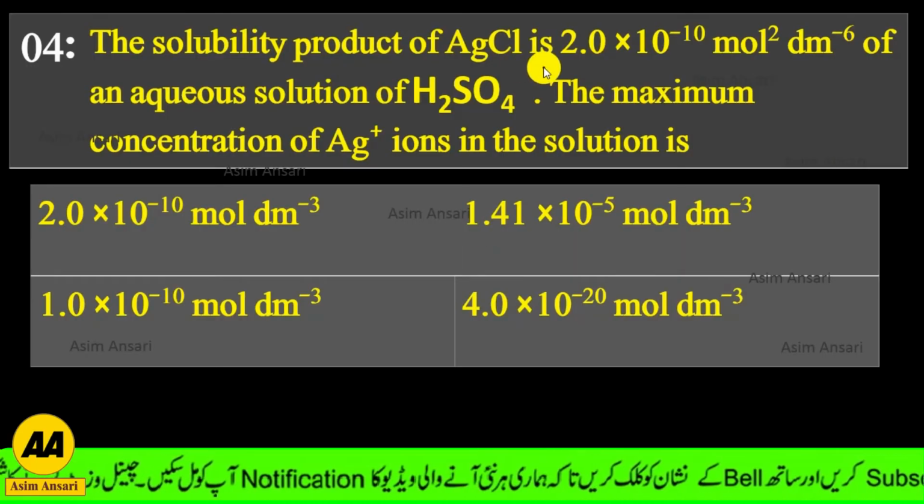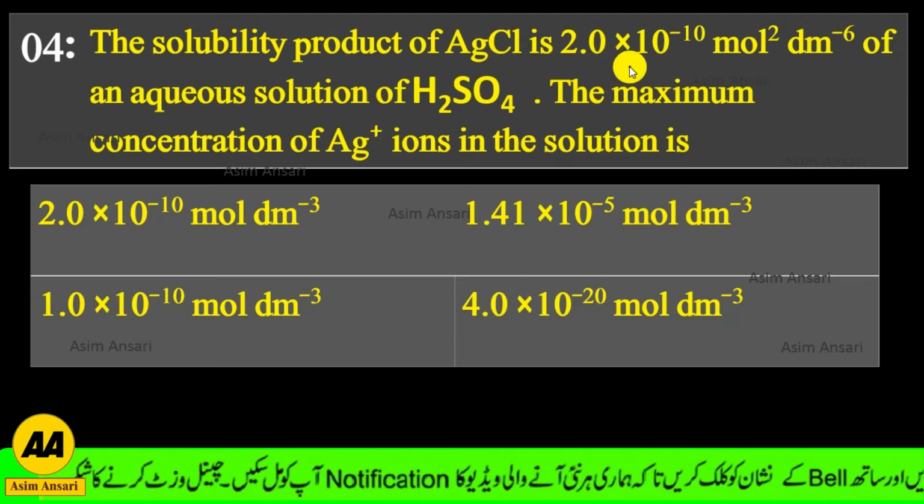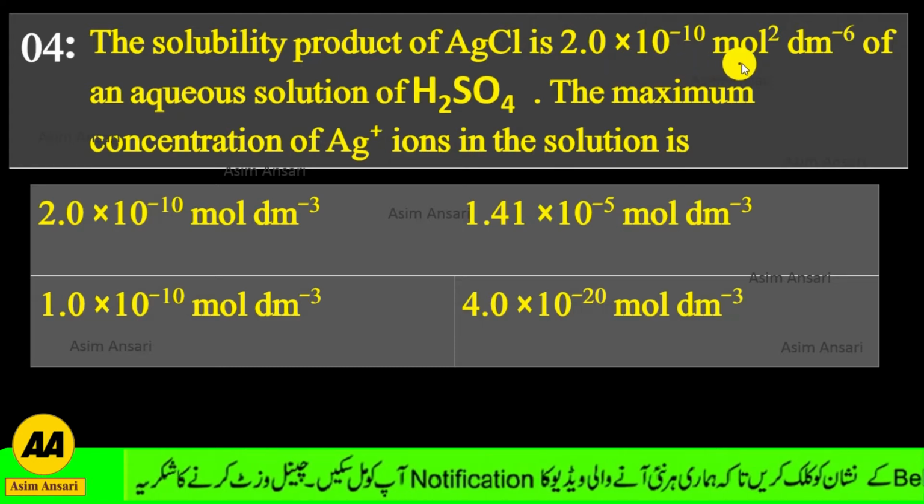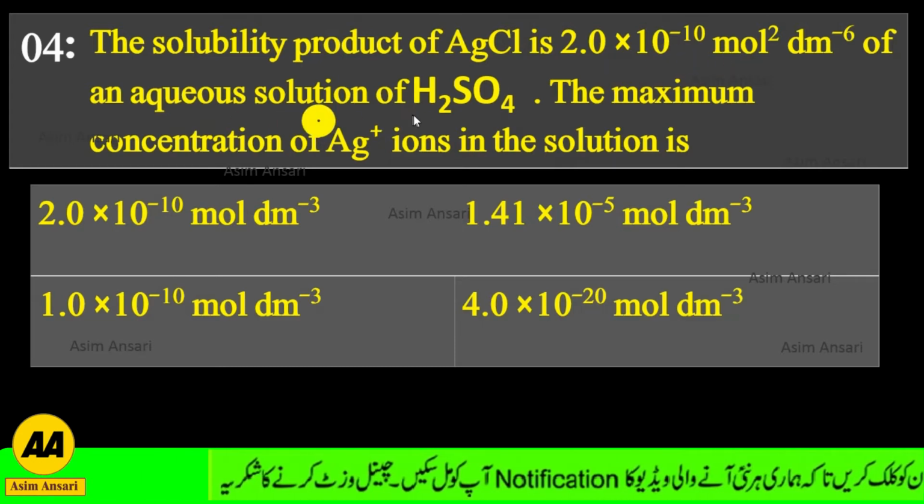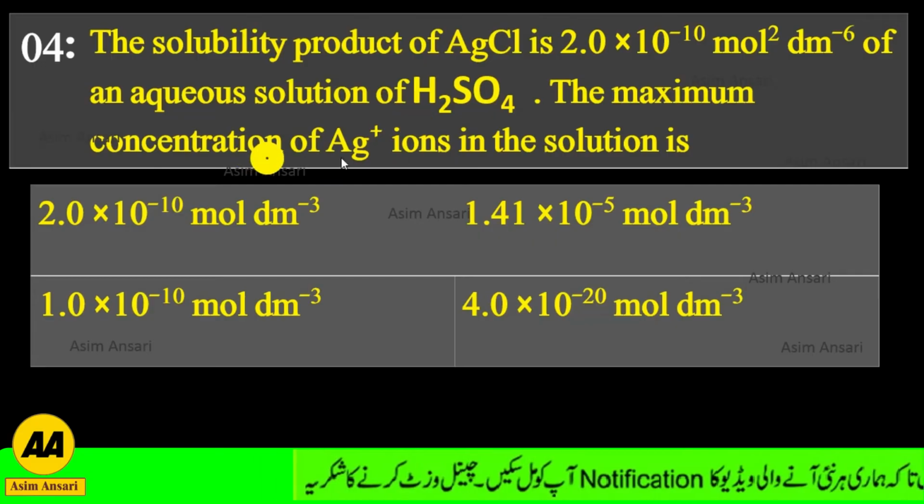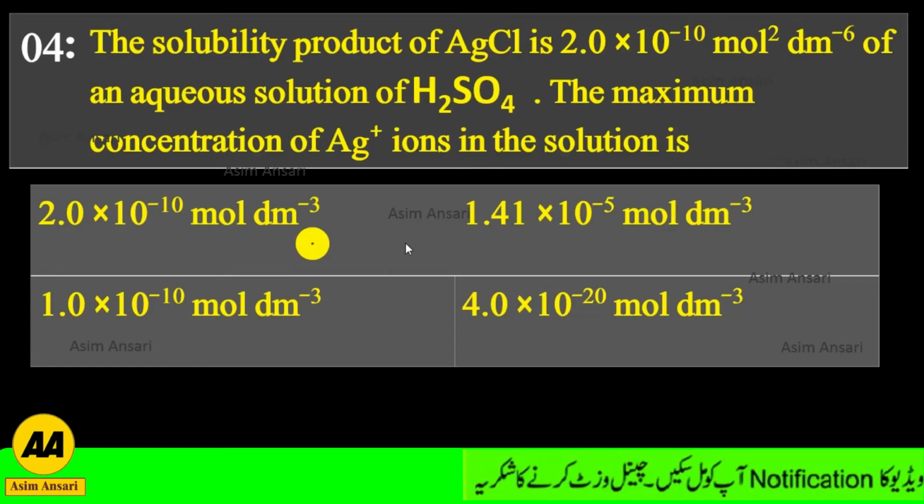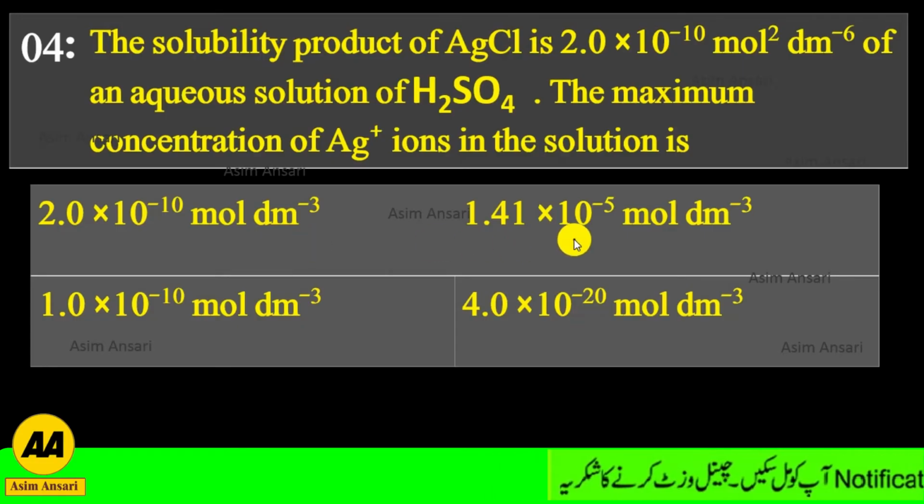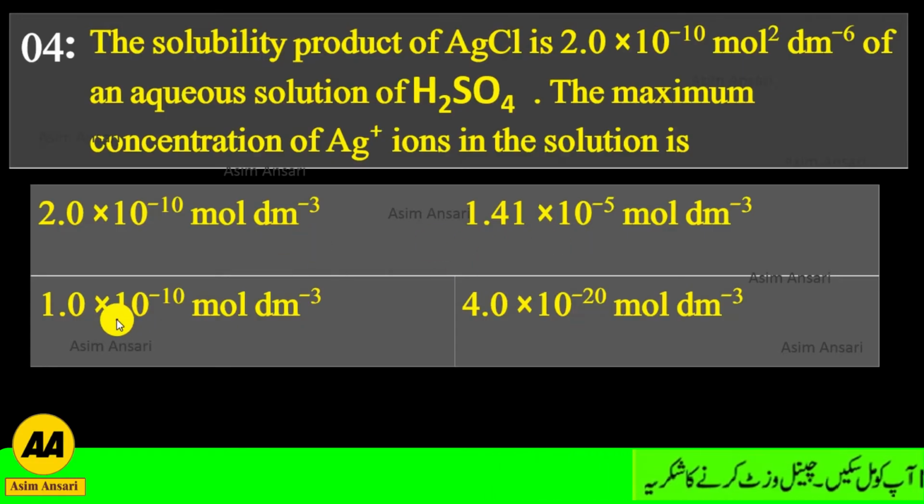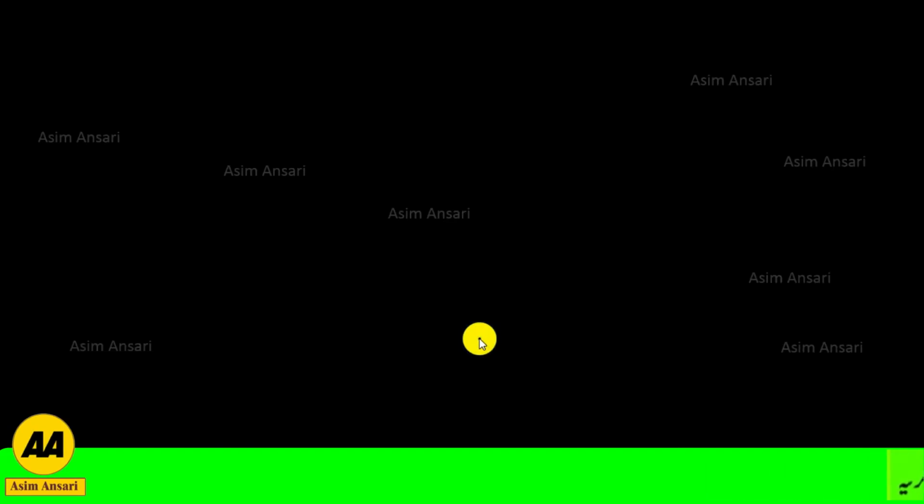Next MCQ: the solubility product of AgCl is 2.0 times 10 raised to power minus 10 mole square per decimeter to the power minus 6. What is the maximum concentration of silver ions in an aqueous solution? The options are 2.0 times 10 raised to power minus 10 mole per cubic decimeter, 1.41 times 10 raised to power minus 5 mole per cubic decimeter, 1.0 times 10 raised to power minus 10 mole per cubic decimeter, and 4.0 times 10 raised to power minus 20 mole per cubic decimeter.